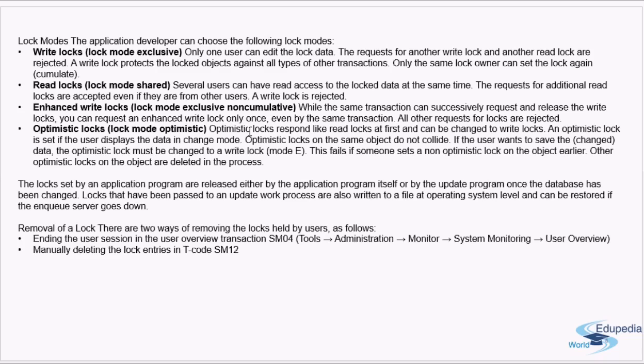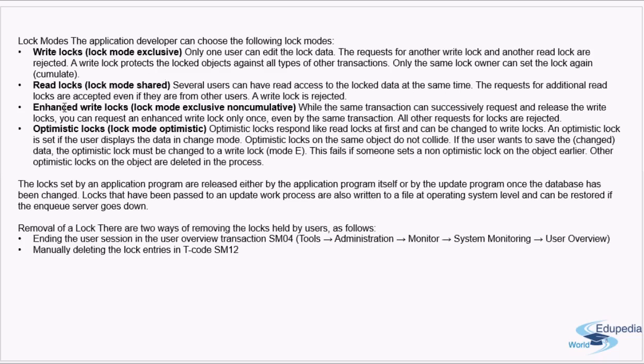The next one is read lock. Several users can have read access to the locked data at the same time. Requests for additional read locks are accepted even if they are from other users. A write lock is rejected. So a read lock means it's only read access, and multiple read locks can be placed on the same record. Additional read locks are accepted, but a write lock is rejected.